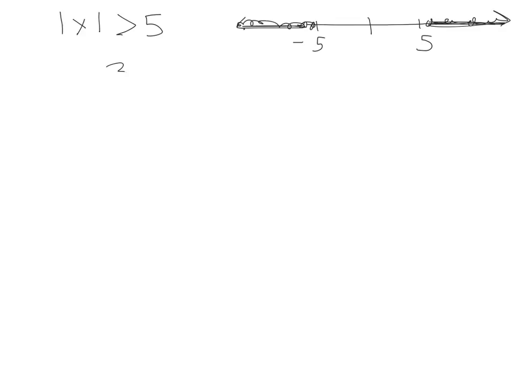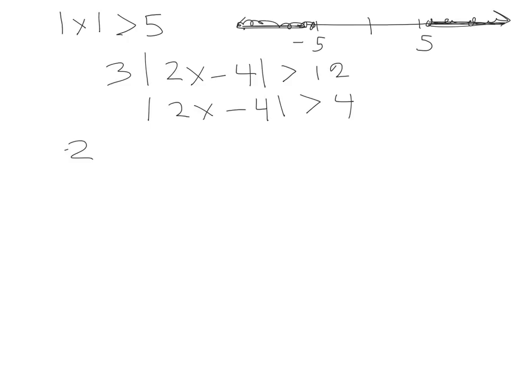So let's solve 3 absolute value of 2x minus 4 is greater than 12. So first I divide both sides by 3. Absolute value of 2x minus 4 is greater than 4. Now I'm going to set up two inequalities. The first one is the normal sentence, 2x minus 4 is greater than 4. And then you say or.